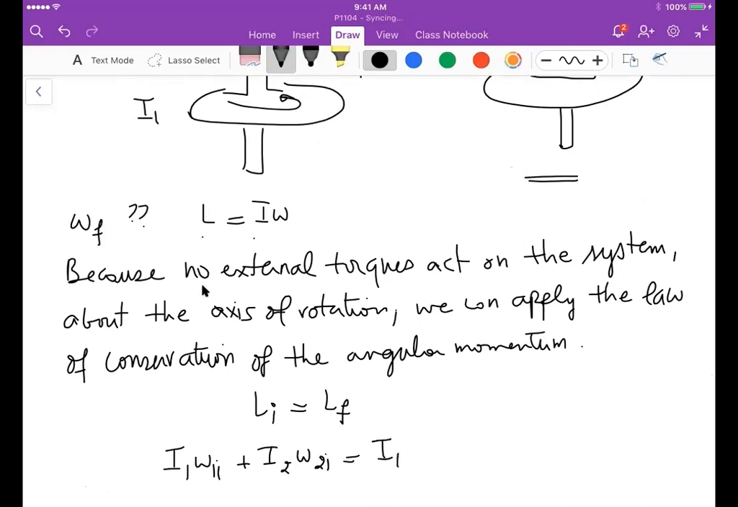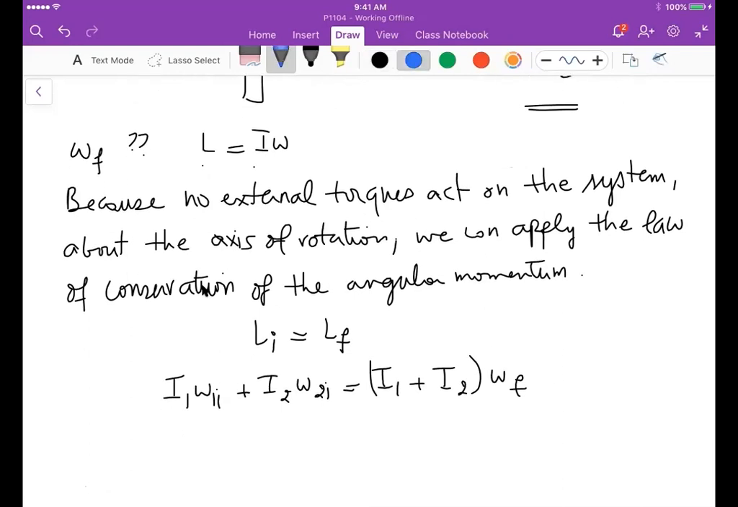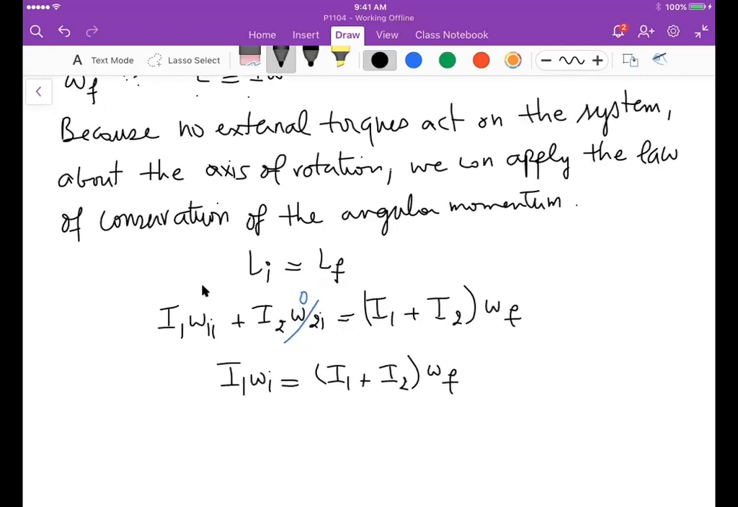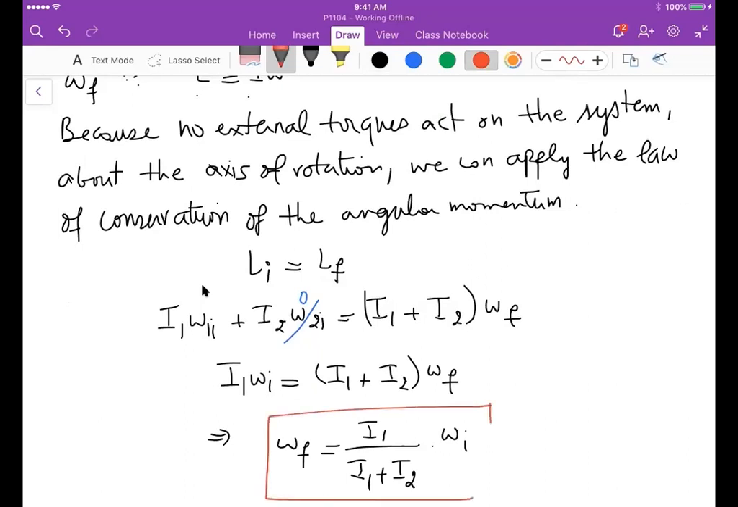Since in the final state both were rotating together, we can write it as I1 plus I2 multiplied by omega final. But since in the initial configuration cylinder 2 was at rest, omega 2 was equal to 0. So we can write I1 omega initial is equal to I1 plus I2 omega F. From here we deduce that omega F is equal to I1 divided by I1 plus I2 multiplied by omega initial. This is the answer to the question, the omega final we were looking for.